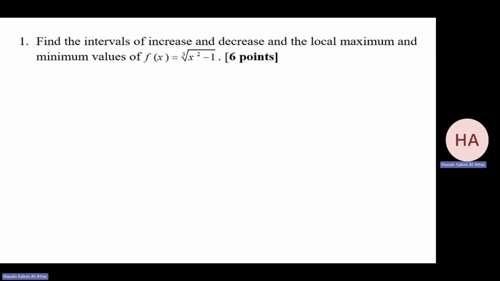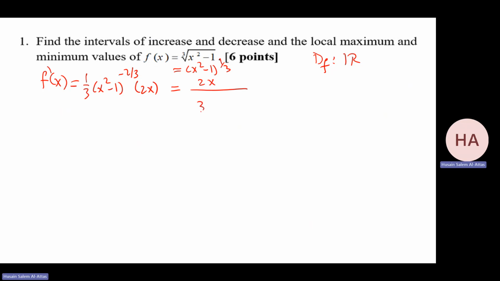Okay. Find the intervals and the local maximum values. Same thing. What's the domain of f? All real numbers. So I have f prime. I think I can write f of x like this, it will be easier for me. So that will be 1 over 3 times x squared minus 1, to the power minus 2 over 3, times 2x. And that will be 2x over 3 times x squared minus 1 to the power 2 over 3.